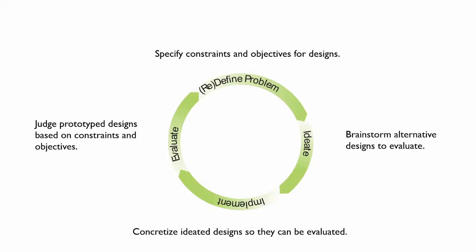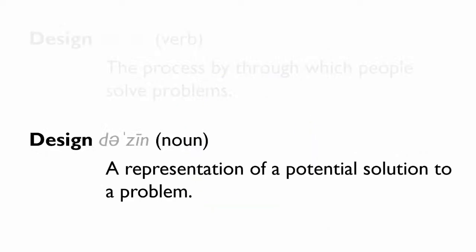So when we look at this loop, we'll notice this one word pops up again and again. Design, design, design, design. But it's a noun this time. We just said it was a verb. What's up with that? Well, people use the word design in a different way.